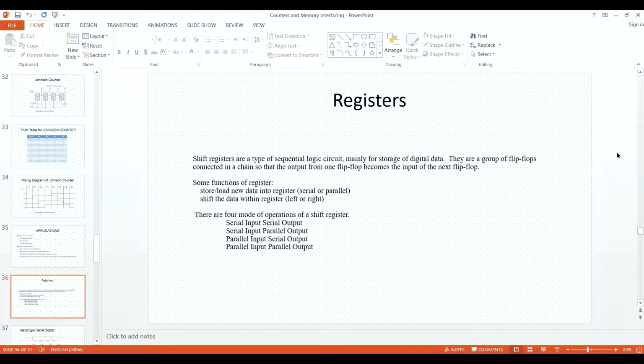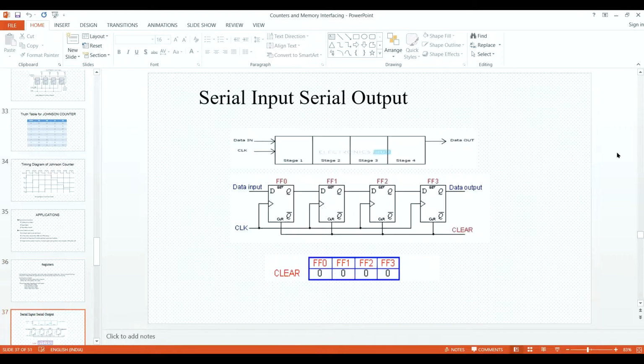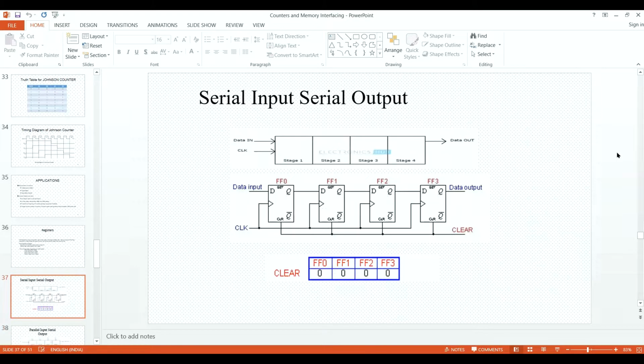And the last one is parallel input, parallel output, a very fast mode of operation. Normally it is used in various applications and various devices. You are using USB; in USB, we are using PIPO. Now you can see the first mode of operation, where we're talking about serial input, serial output.